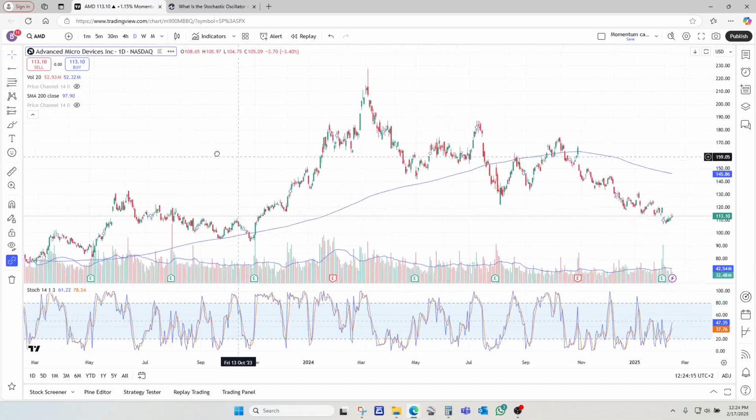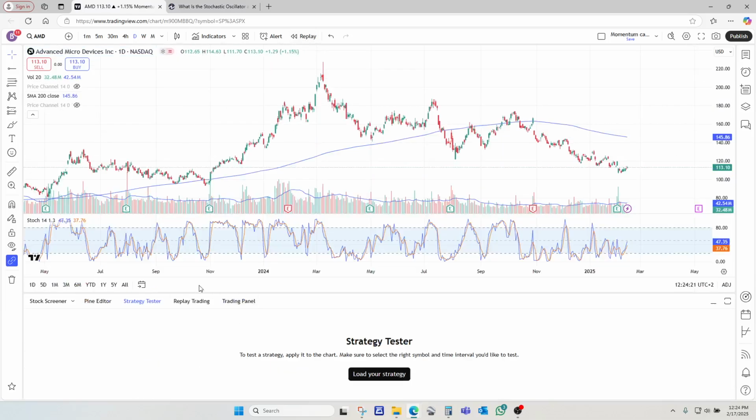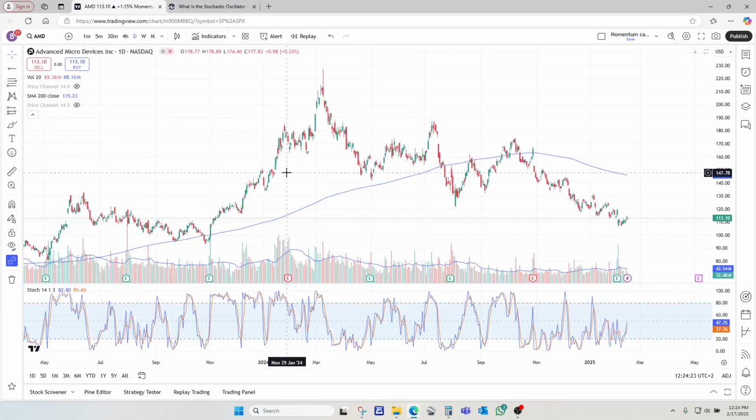Again, play with the indicator. This replay button on TradingView is extremely helpful. The strategy tester is good, but I prefer this replay button because you can actually simulate more the live trading, and you can optimize the trade and see what goes well for you.